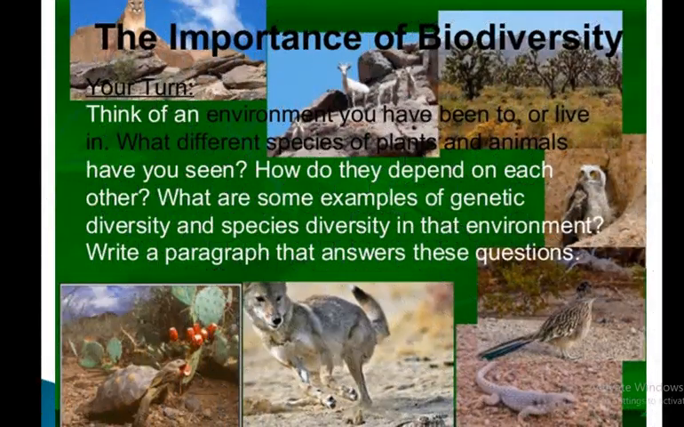Now it's your turn. Think of an environment you have been to or live in. What different species of plants and animals have you seen? How do they depend on each other? What are some examples of genetic diversity and species diversity in that environment? Write a paragraph that answers these questions. It's your assignment. You have to complete it.